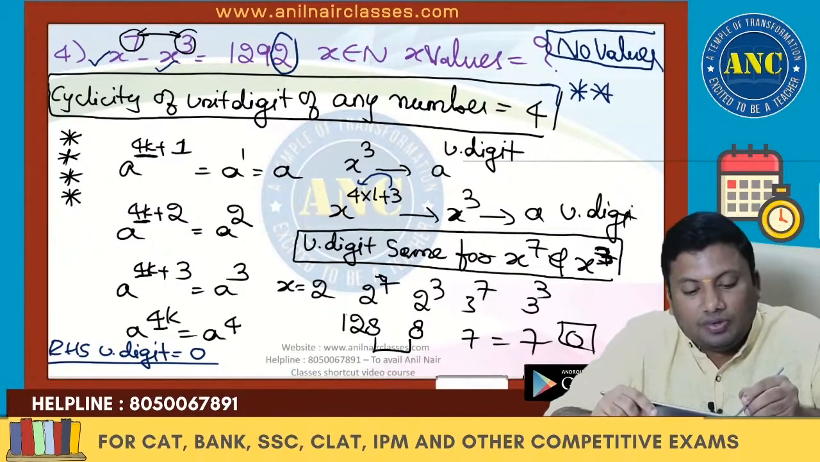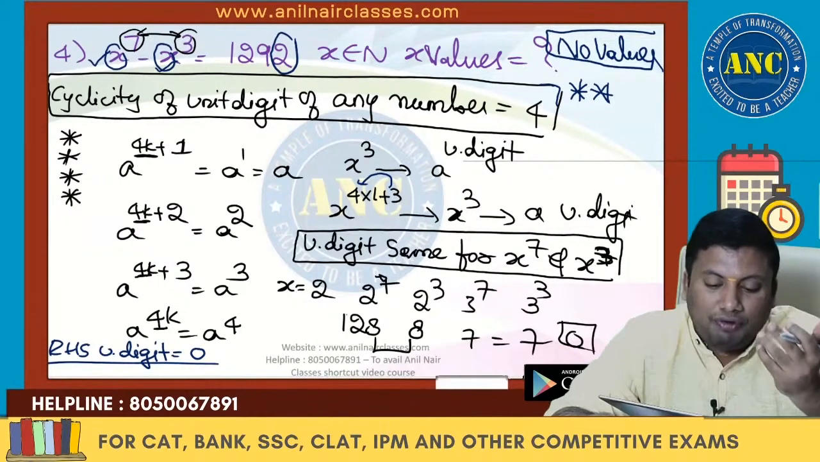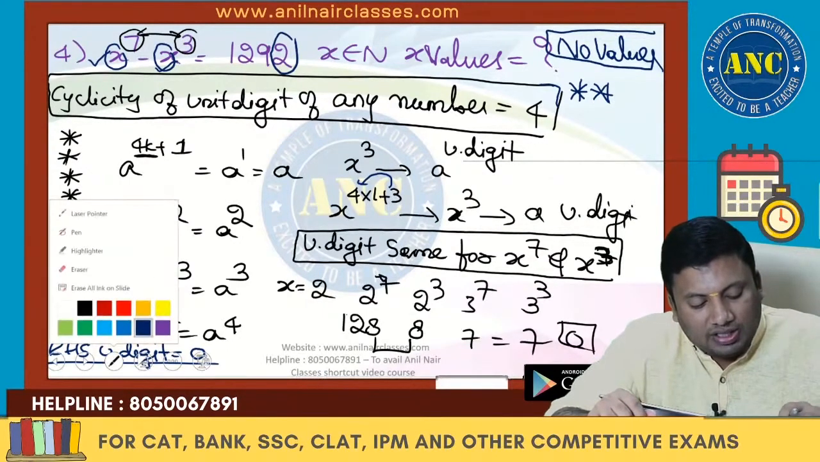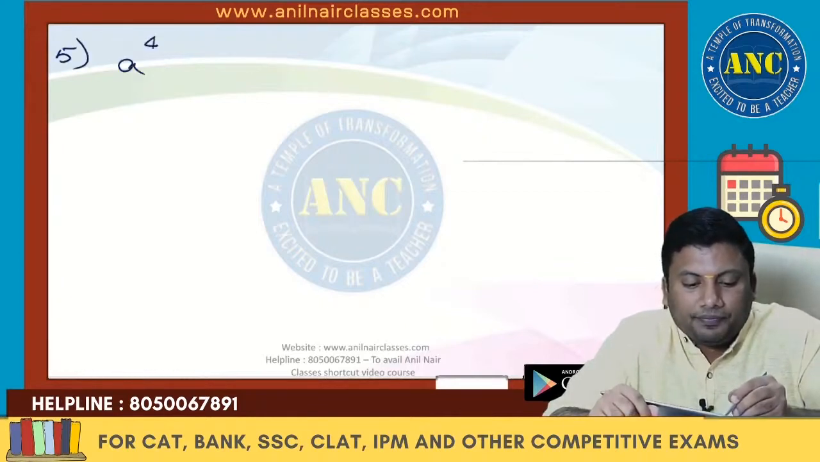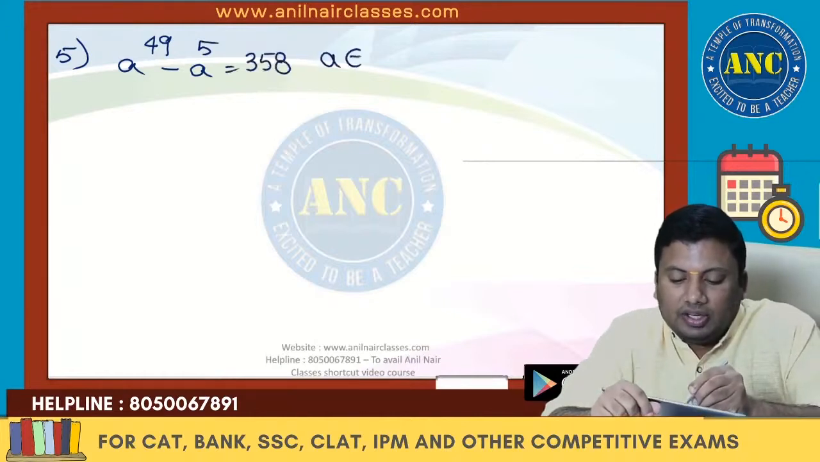If there is one variable and the difference in the powers is a multiple of 4, the right hand side unit digit is 0. Suppose for example, a power 49 minus a power 5 is equal to 358. A is a natural number.